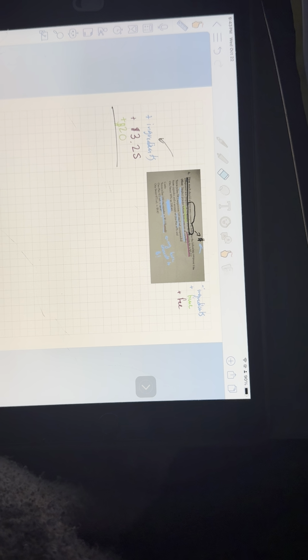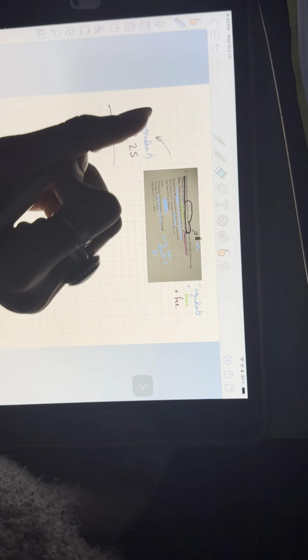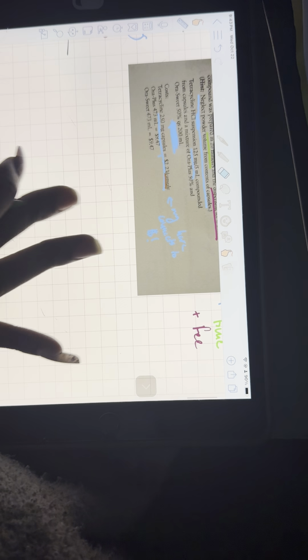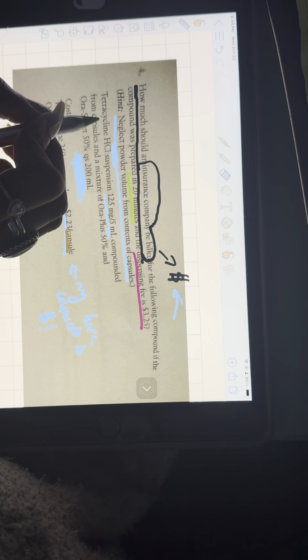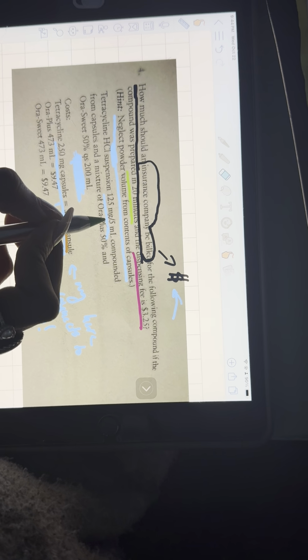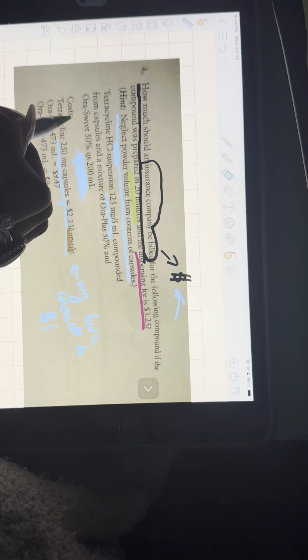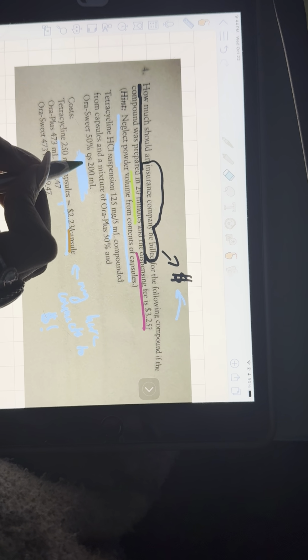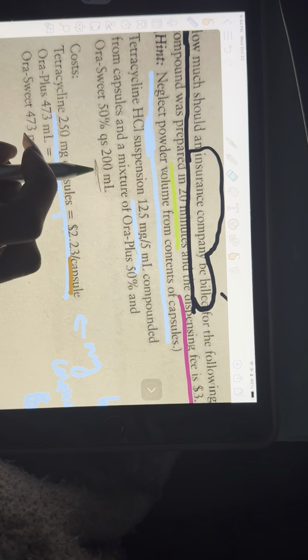The ingredients, this is how it's going to go. First we're going to focus on tetracycline HCl suspension, which is 125 milligrams over 5 milliliters, compounded from capsules in a mixture of Ora-Plus 50% and Ora-Sweet 50%, sufficient up to 200 milliliters. As you can see, they said neglect powder volume from contents of capsules. So we're going to focus on the liquid, which is milliliters.